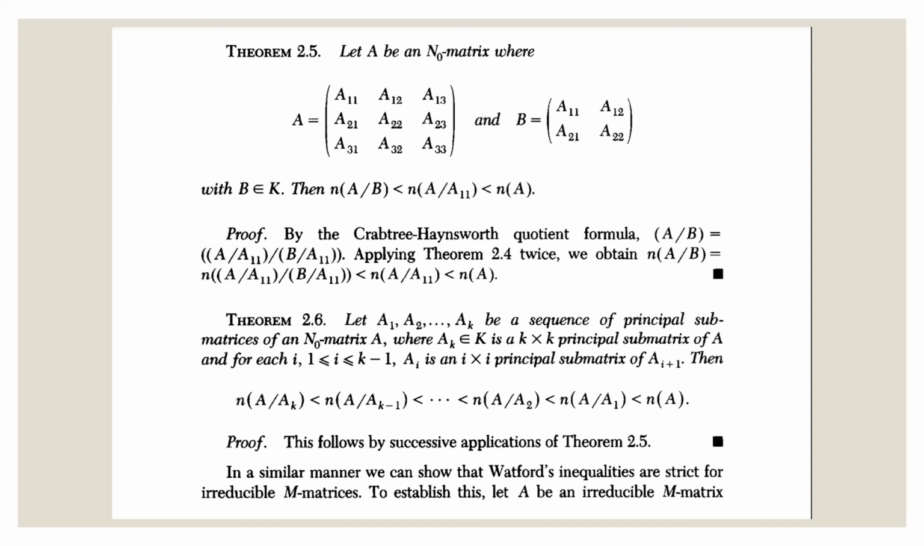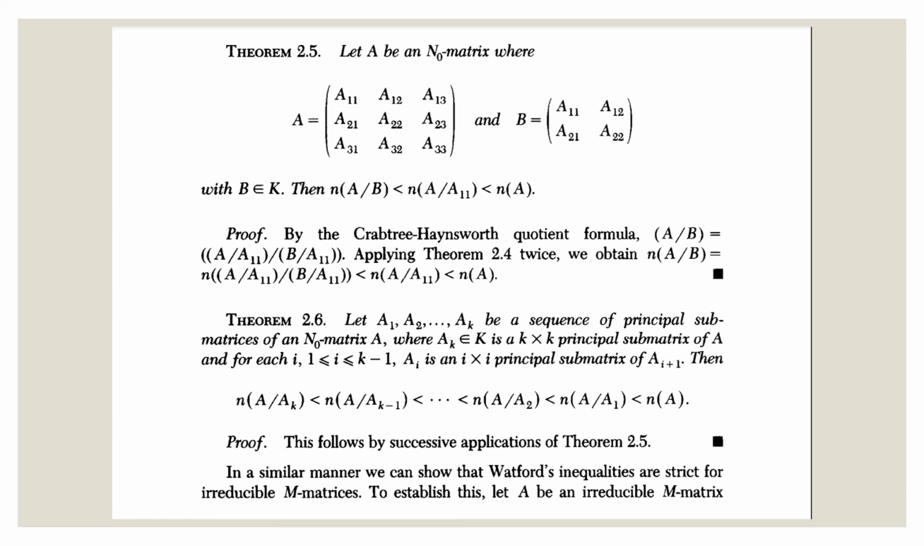Theorem 2.6. Let A1, A2, and so on up to Ak be a sequence of principal submatrices of an n-naught matrix A, where Ak is a k×k principal submatrix of A, and for each i, 1 less than or equal to i less than or equal to k minus 1, Ai is an i×i principal submatrix of A(i+1). Then the formula holds. Proof. This follows from the successive application of Theorem 2.5.